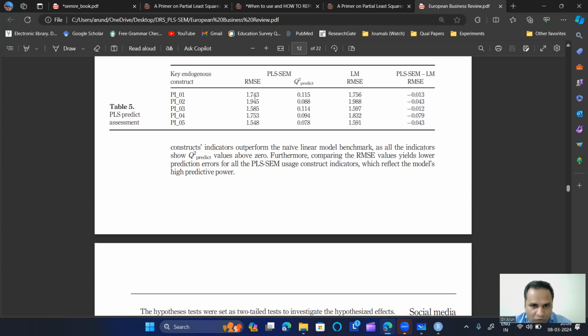So if you focus on table 5, all your Q square values are greater than 0. If your values are greater than 0, you say, okay, my model has some predictive power. But the best thing is to use PLS predict. When you use PLS predict, nobody is going to ask you, why haven't you used Q square? Nobody will ask you. That will be a stupid question.